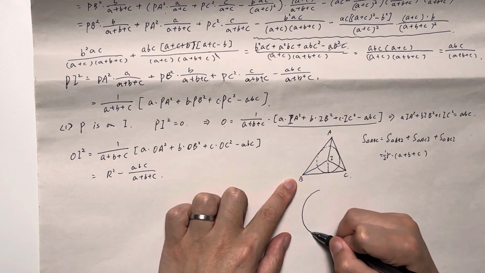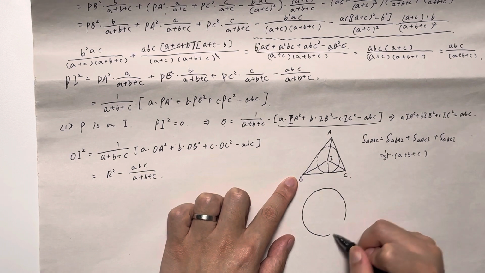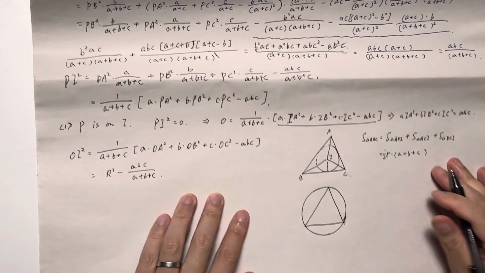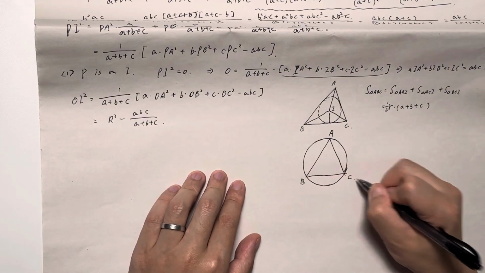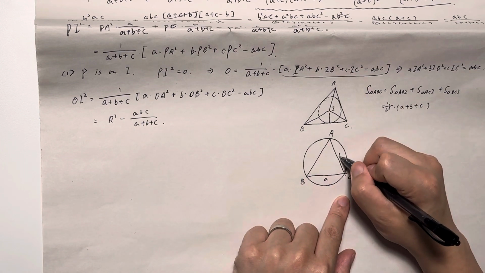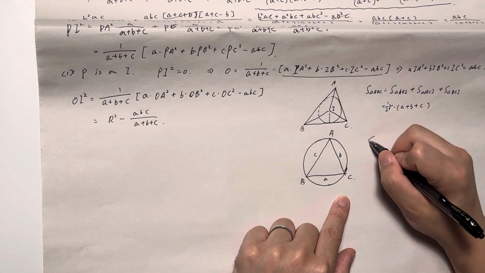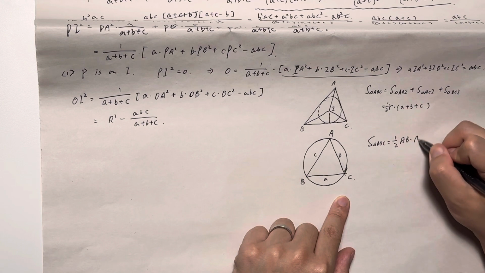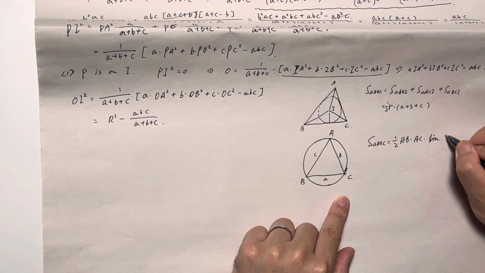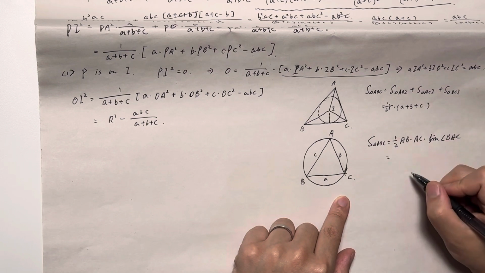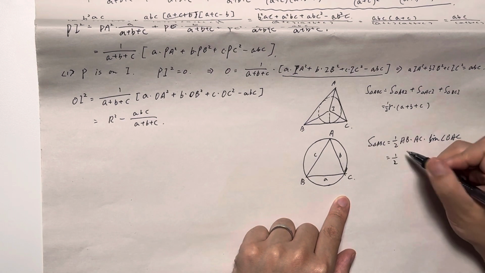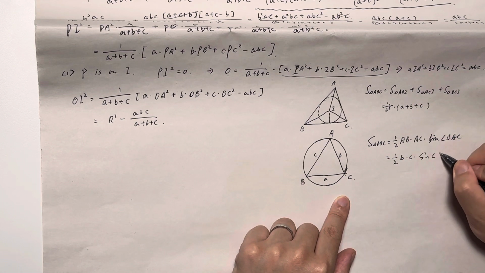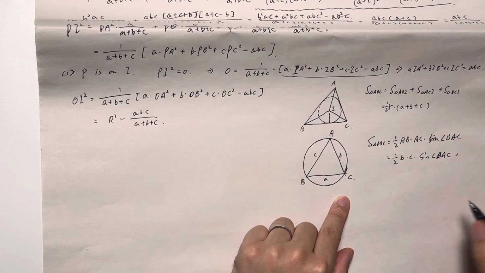And for the area calculation that uses the radius of the circumcircle, we can do things like this. Right, we have A, B, C here. And this is a, this is b, this is c. We know that triangle area ABC equals half AB times AC times sine angle BAC, which equals half BC times sine BAC, right?